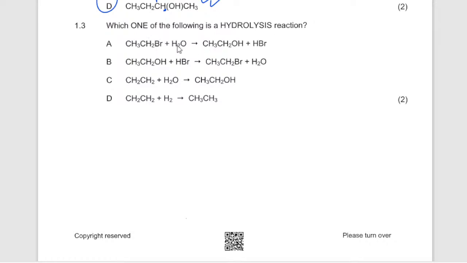So here you have this to form this. You have this to form this. This can't be hydrolysis because you are not adding water there. So you see this and this is the same reaction, but it's a reverse reaction. So this is not, this is hydration, and then this is obviously not, because we're not adding water there. So this one becomes the most correct answer. So yeah.